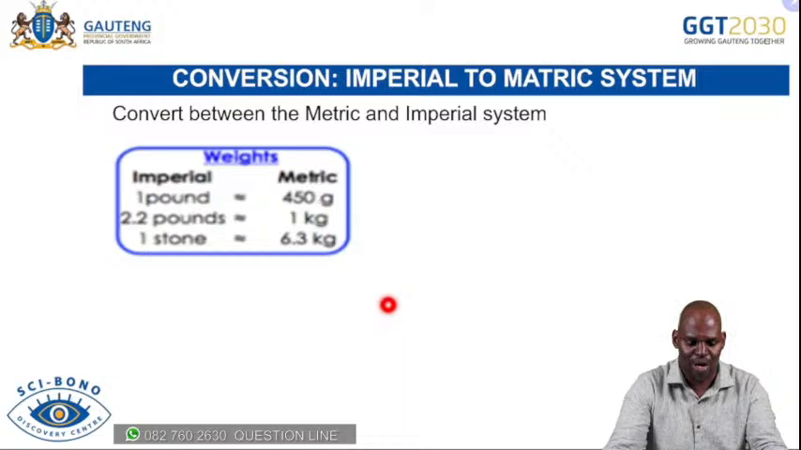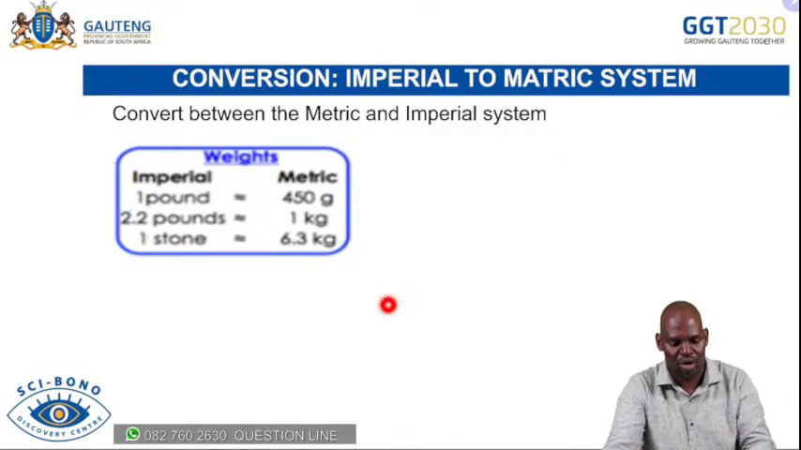If you convert from pound to kilogram, you divide by 2.2. But if you convert from kilogram to pounds, you're going to multiply by 2.2. So it is not always about from left to right you multiply, and then from right to left you divide. It depends on how the conversion factor is given. You see this one, the 1 is on the right hand side. That is why we're dividing.